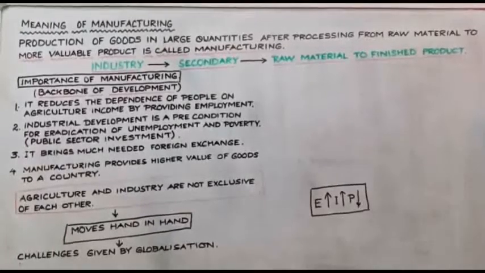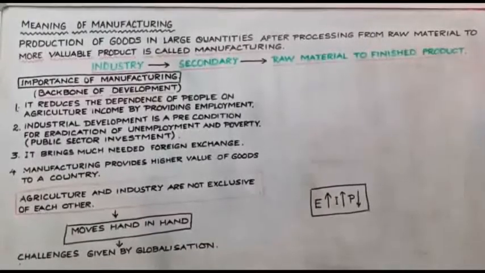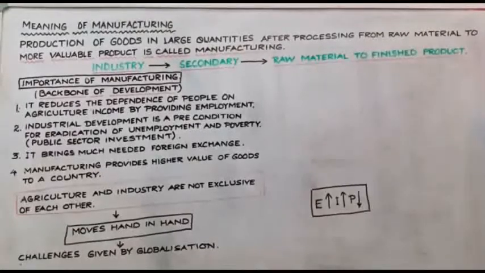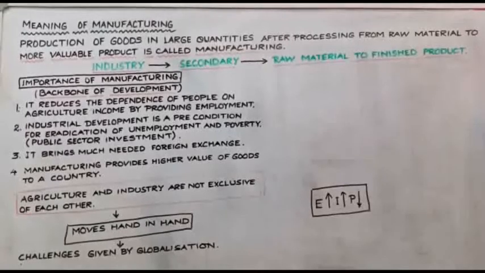So in manufacturing, what happens? Large quantities of goods are produced from the available raw material to make different types of products which can satisfy our needs. This is called manufacturing. Now, this process of manufacturing happens in an industry.